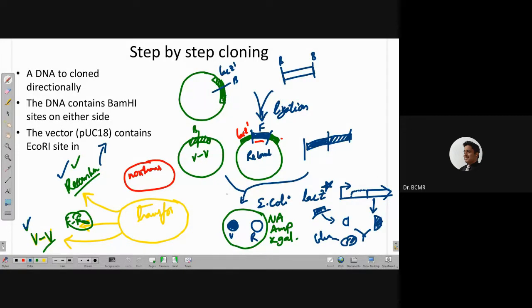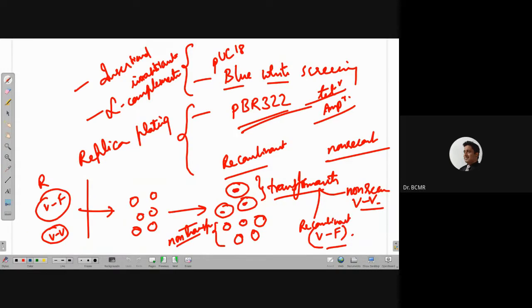So in the last class, we were discussing vectors, and we discussed a few things about plasmid vectors. We can repeat them again, but we will discuss that at a later time. Blue-white screening is done, so we will discuss pBR322 just in case you have any issues or couldn't understand from the previous videos.